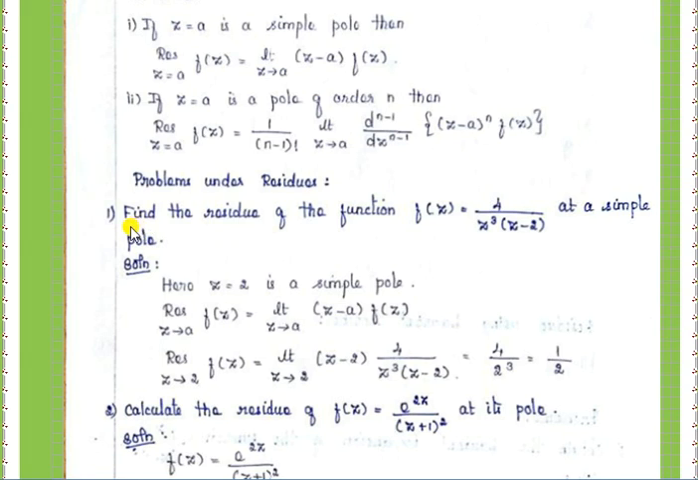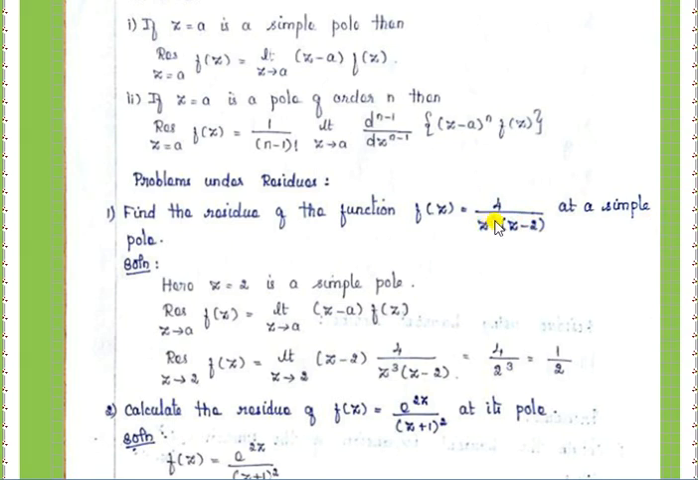The first one is: find the residue of the function f of z equal to 4 by z cube into (z minus 2) at a simple pole. They are not asking to find all the pole residue values. In particular, they are mentioning that we need to find the residue for a simple pole. Look at the denominator, two terms are there. So definitely we will have two poles.